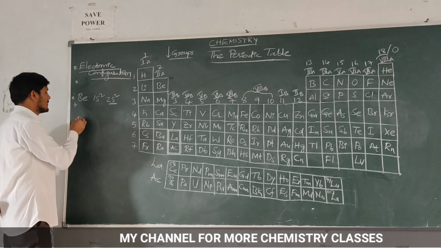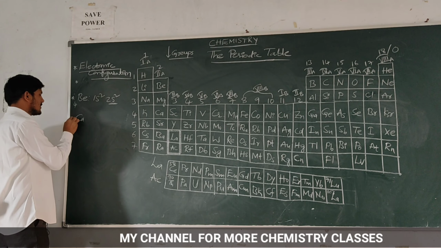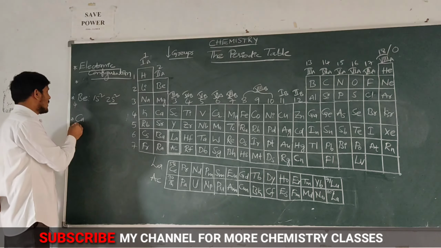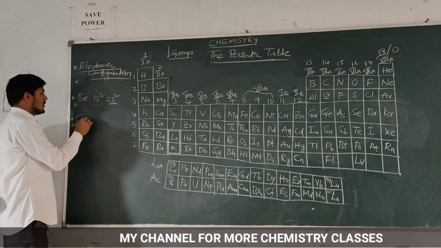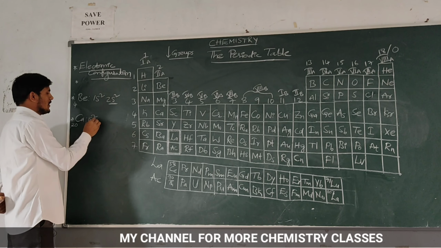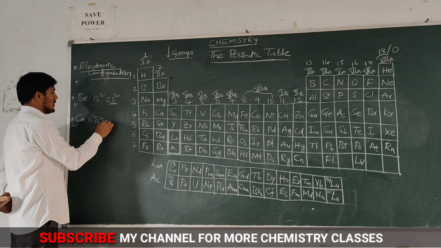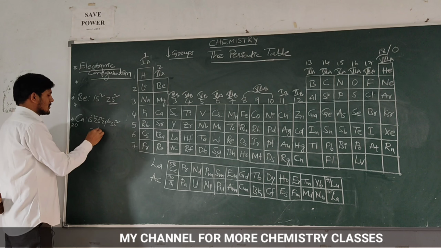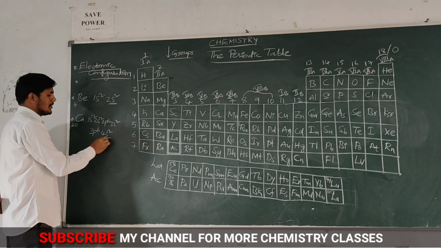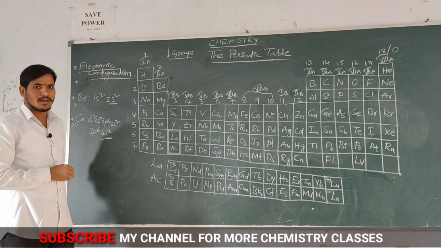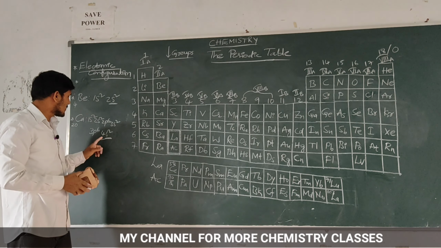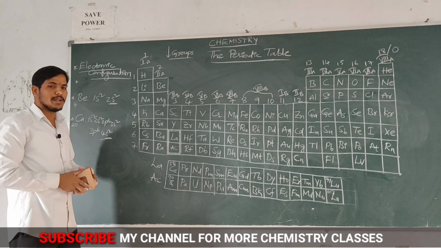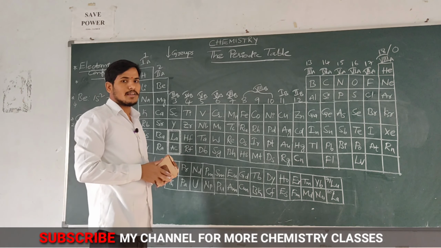Take another example, calcium. The atomic number of calcium is 20. The electronic configuration is 1s2, 2s2, 2p6, 3s2, 3p6, 4s2. That means the last differentiating electron enters into the s orbital. So that's why first A group elements and second A group elements are called s block elements.